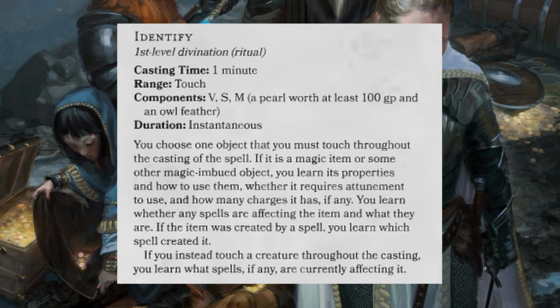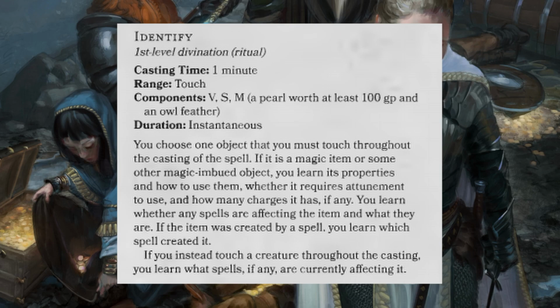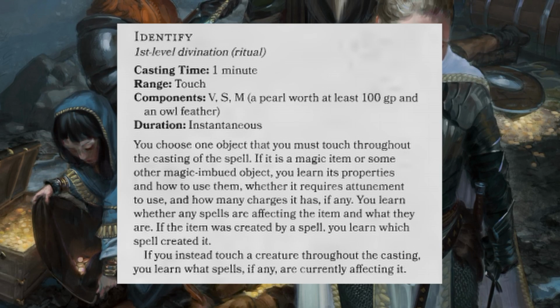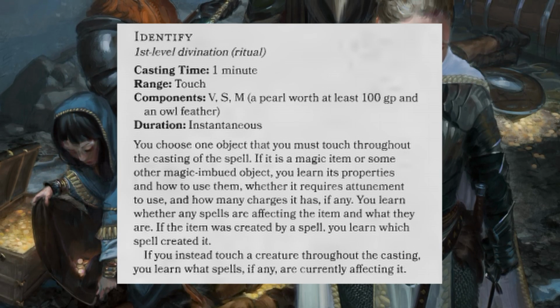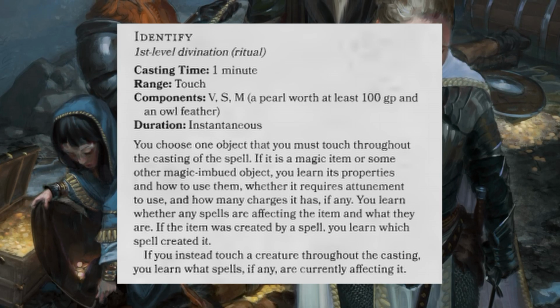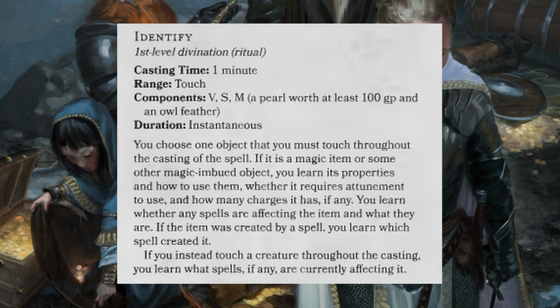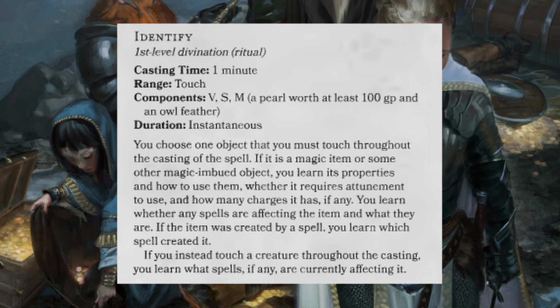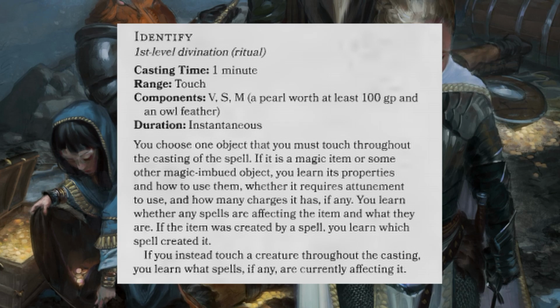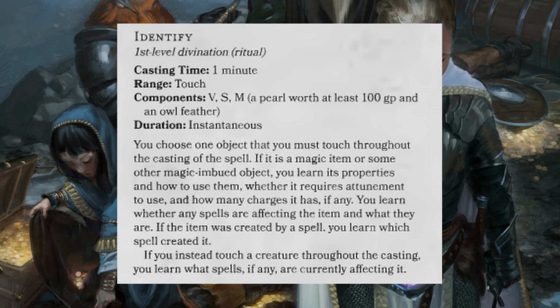But equally important to note is that the pearl is not consumed when you cast Identify, so you don't have to keep buying 100 golds worth of pearls to cast the Identify spell and figure out what your magic items do. When you cast this spell on a magic item, you learn its properties and how to use them, whether it requires attunement to use, and how many charges it has, if any. You learn whether any spells are affecting the item and what they are, and if the item was created by a spell, you learn which spell created it.